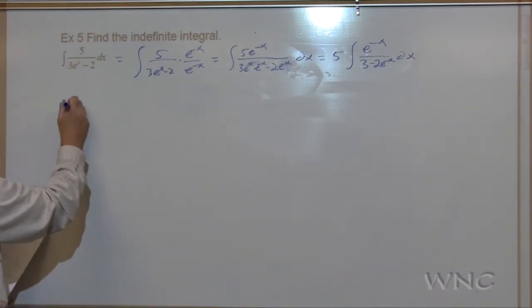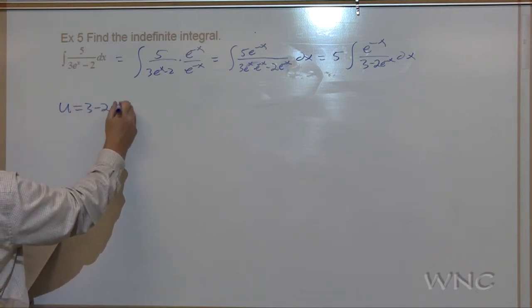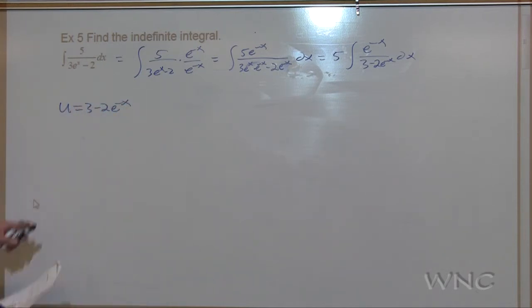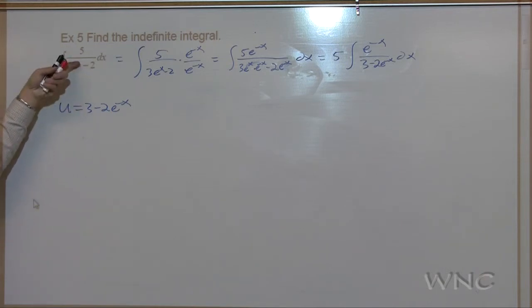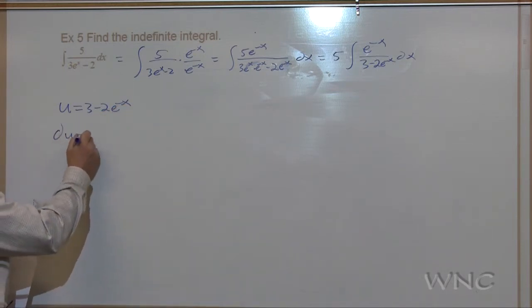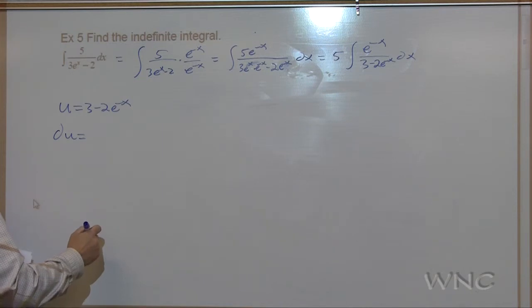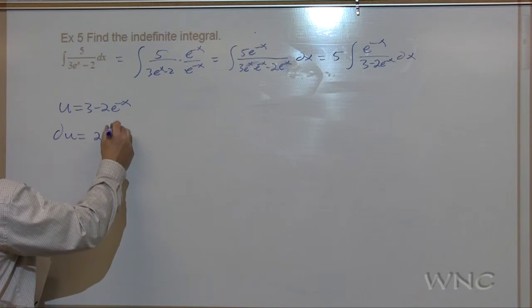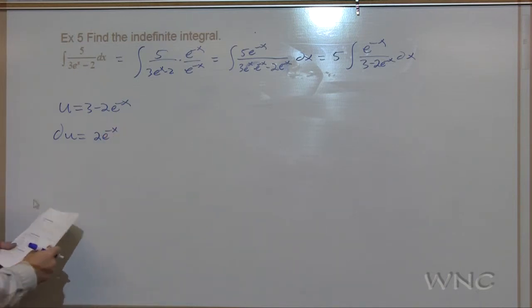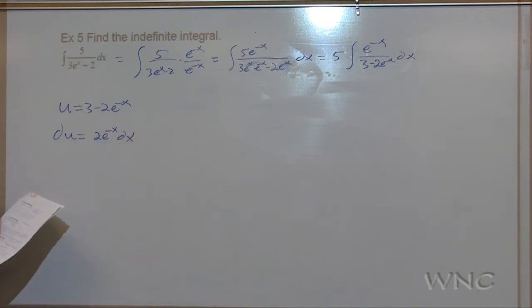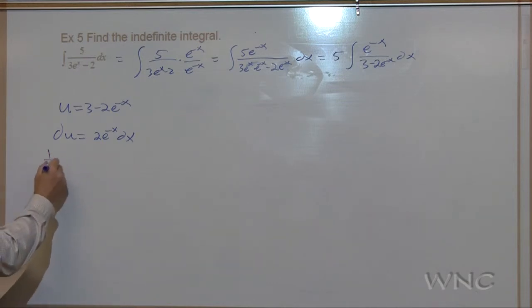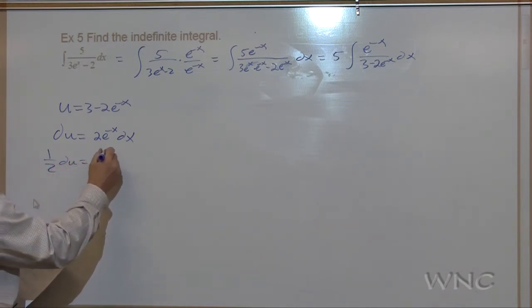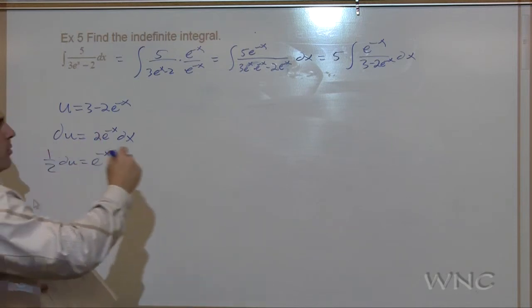So if we said now u equals 3 minus 2e to the negative x, the problem we had initially, we had an e to the x down below, but no other e to the x. So if we made that the u, no e to the x in the du. But now we do have an e to the negative x in the numerator. Our du would be 2e to the negative x dx. So we can say 1/2 du equals e to the negative x dx. And we can make a substitution.